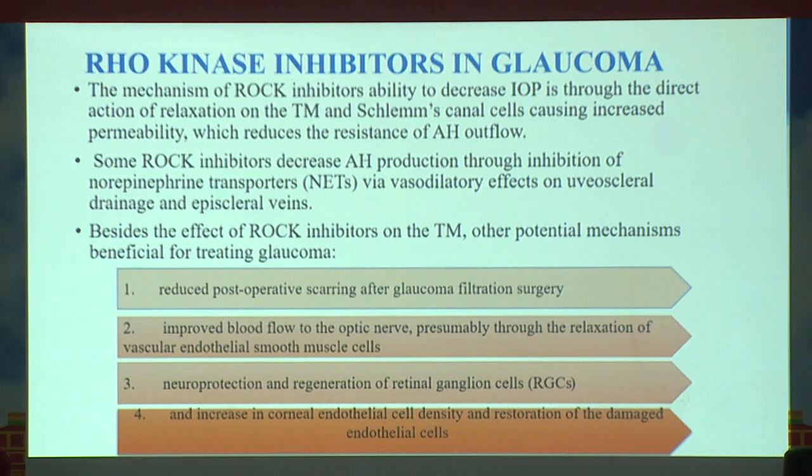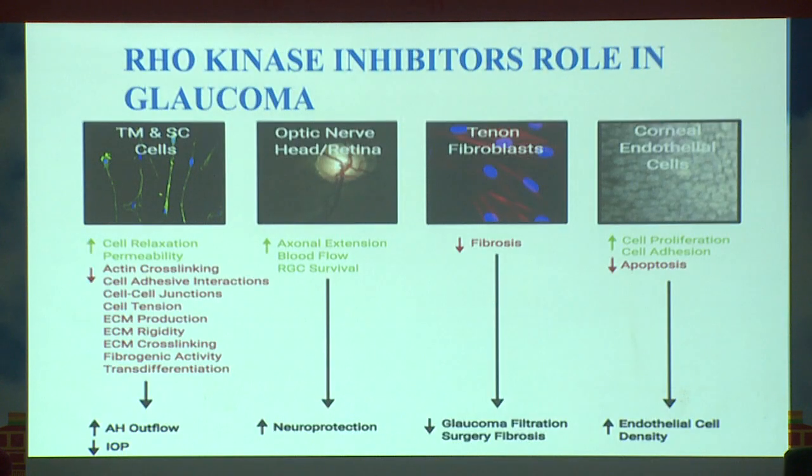veins. Besides the effect of ROCK inhibitors on trabecular meshwork, other potential mechanisms beneficial for treating glaucoma are reduced postoperative scarring after glaucoma filtration surgery, improved blood flow to the optic nerve, presumably through the relaxation of vascular endothelial smooth muscle cells, neuroprotection and regeneration of retinal ganglion cells, and increase in corneal endothelial cell density and restoration of the damaged endothelial cells. So, ROCK kinase inhibitors' role in glaucoma.